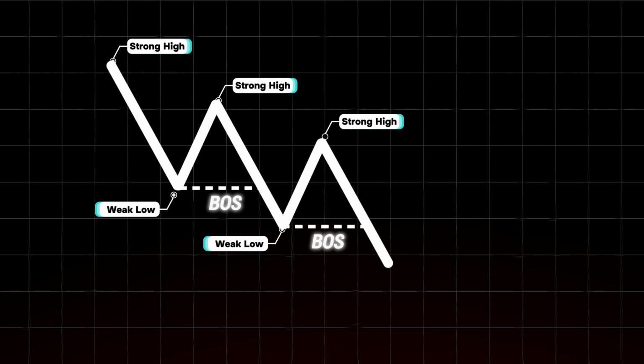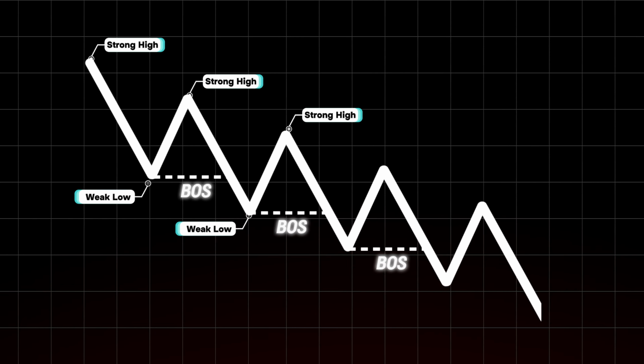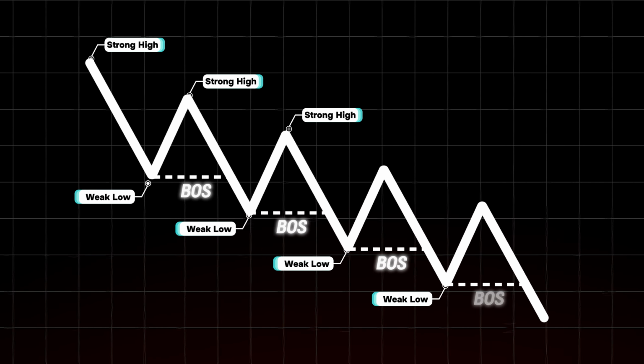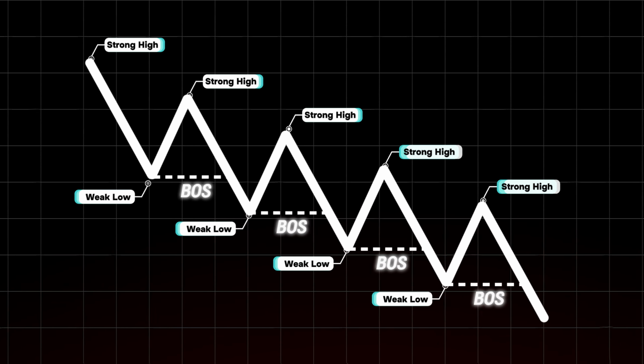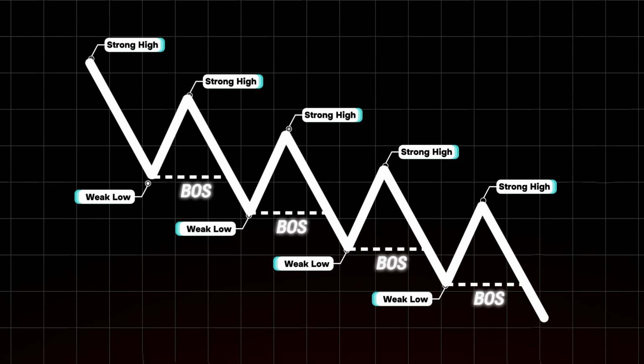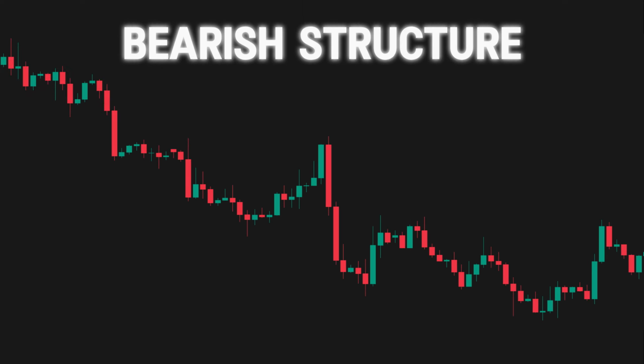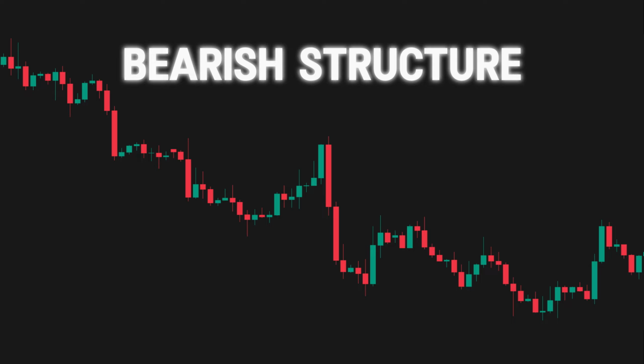The pattern continues as each pullback fails to break the most recent strong high, resulting in the formation of another weak low. Every break of structure to the downside establishes a new strong high, confirming the continuation of the bearish trend. Analyzing this chart through the lens of bearish market structure, we observe a clear downtrend, characterized by a sequence of lower highs and lower lows, confirming sustained selling pressure.